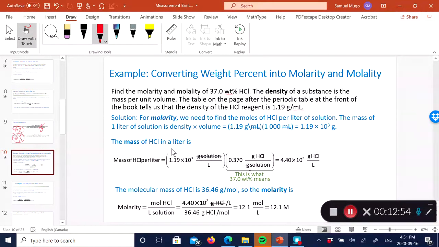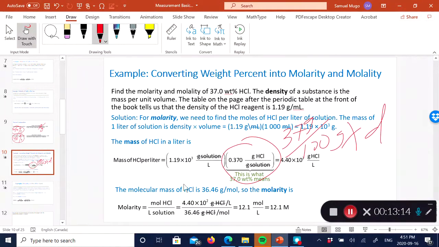So you take the weight percent, and the weight percent means 37 divided by 100, that's grams, and that's how we got this number. And then you multiply it by the density. If you multiply by the density, you're going to get the mass per volume. That's what you have there, mass per volume. And knowing now the mass per volume, you can calculate the molarity just by dividing this by the molar mass, which is down here.